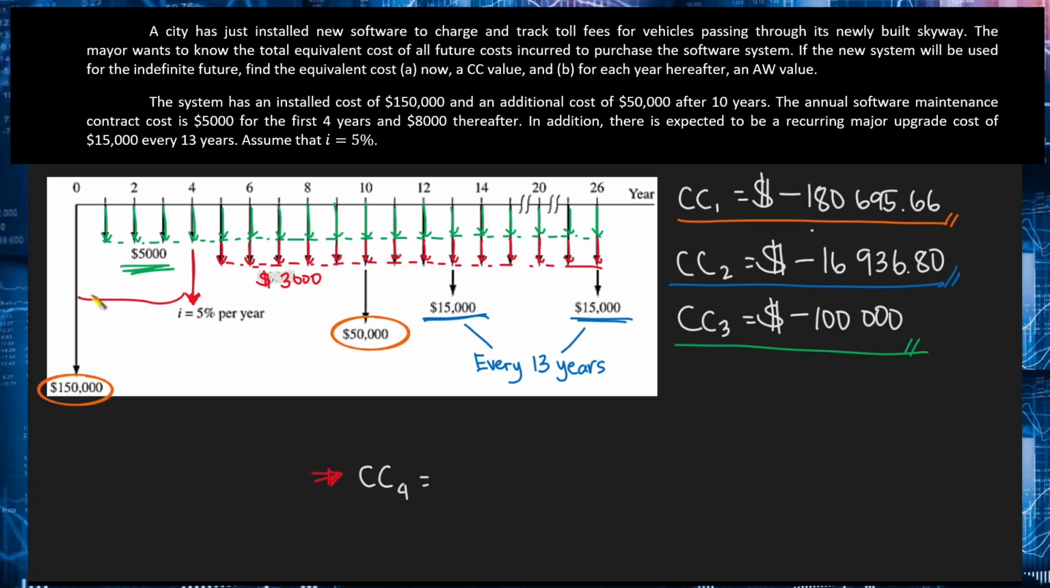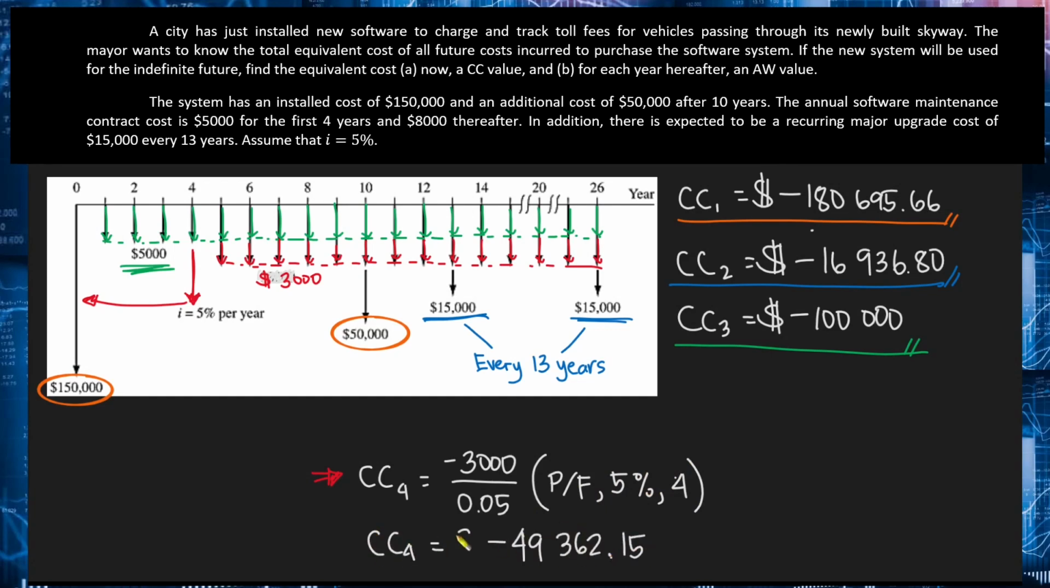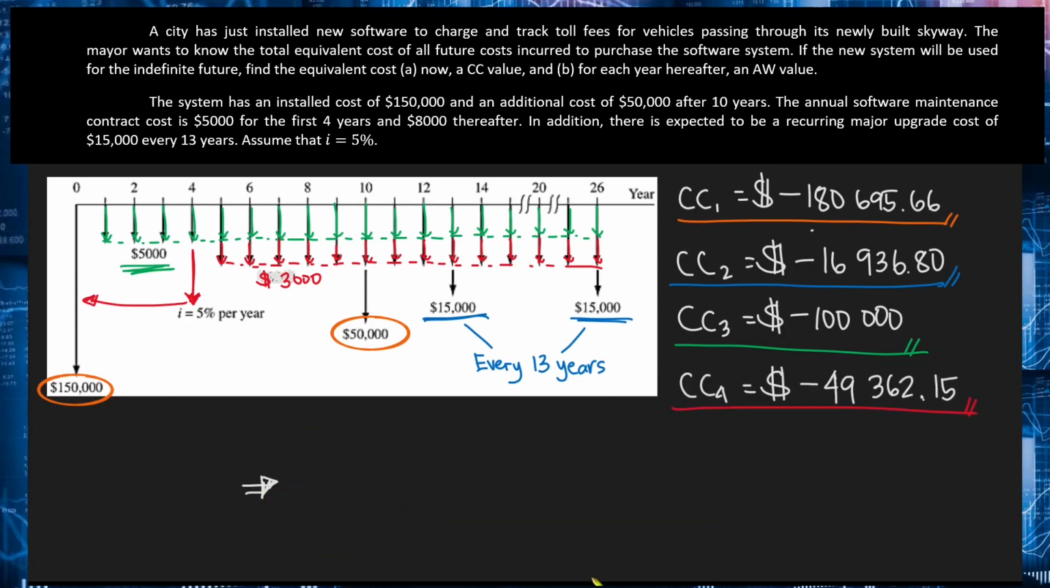Bali, dadalhin natin siya sa present, so we will simply multiply it by the single payment present worth factor na P/F. Okay? So again, to get the capitalized cost in year 4, that will simply be 3,000 divided by the interest rate na 5%. And then, to get the present worth, we will simply multiply this by P/F factor with interest rate na 5%. And then, yung number of periods N natin will be equal to 4. So in total, this will be equal to negative $49,362.15.